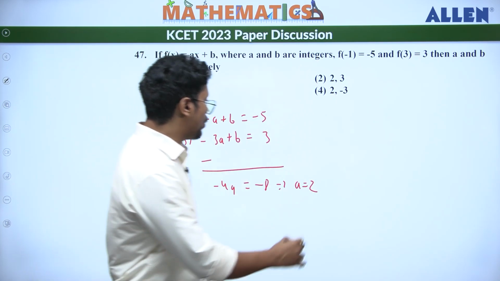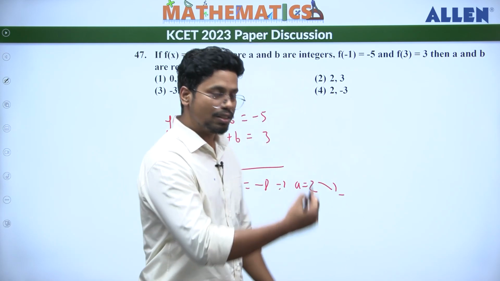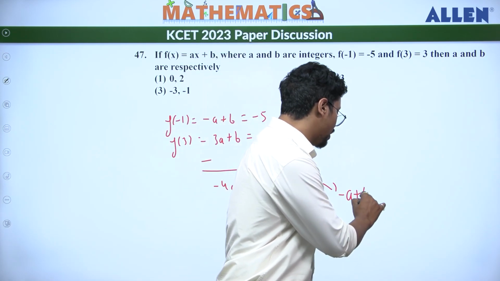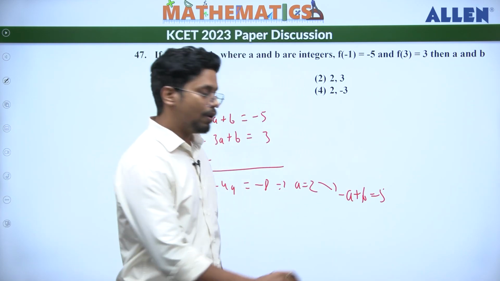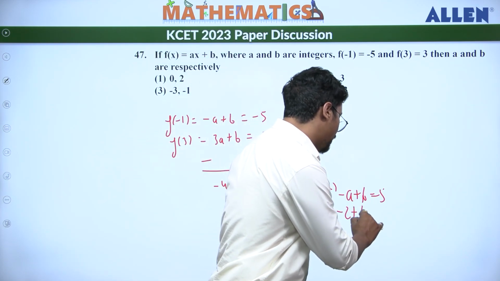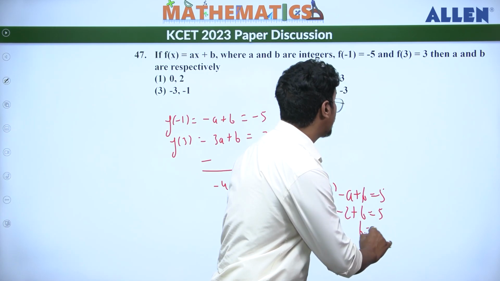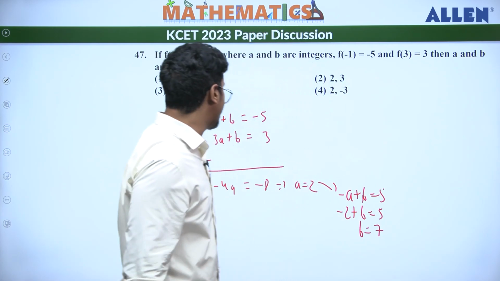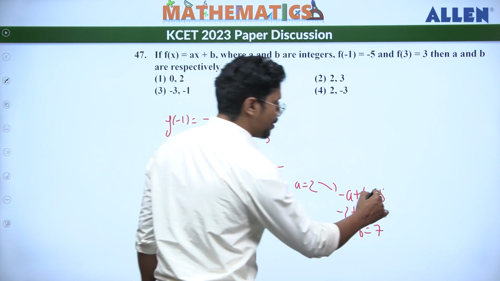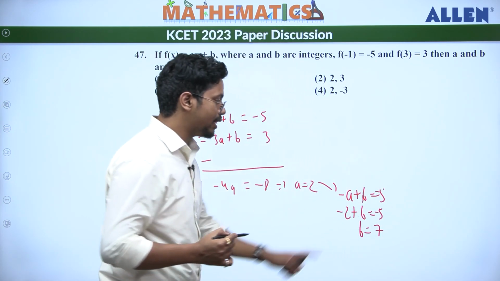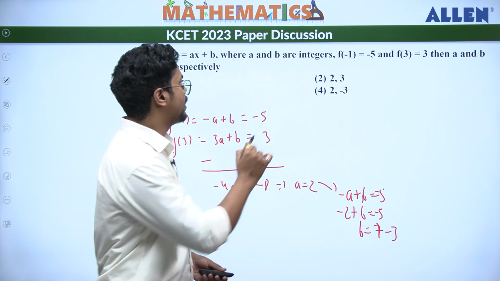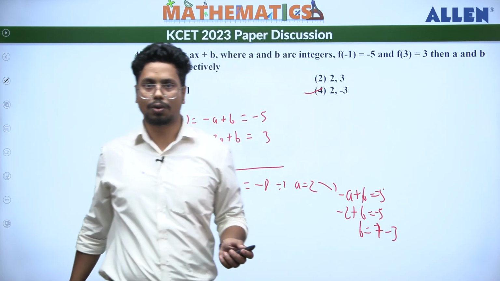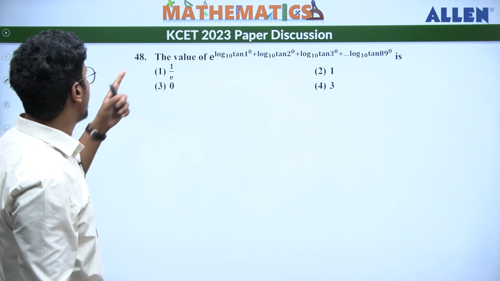So you can put this value in any one of the equations which you like. I like minus a plus b. So here if I put this value, a is equal to 2, on putting here we will get minus 2 plus b is equal to 5. So what is b? Let us verify. Oh, this is minus 5. So minus 5 plus 2 will become minus 3. Which option has minus 3? Option number 4.